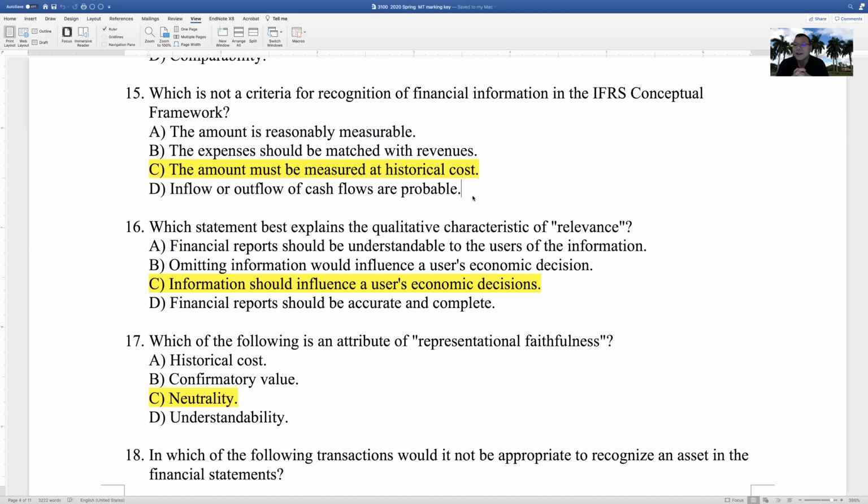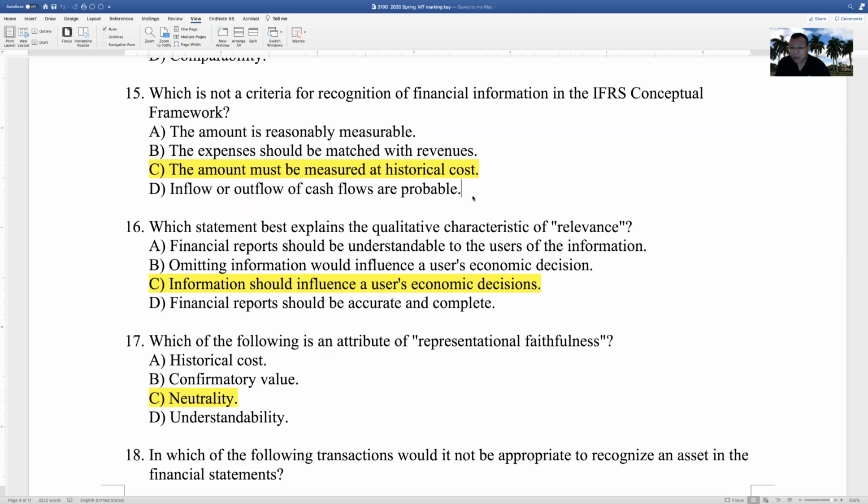If you are able to measure it, but the cash inflow or outflow are not probable, then you should not recognize it. So for example, the bad debt expense, right? Bad debt expense.